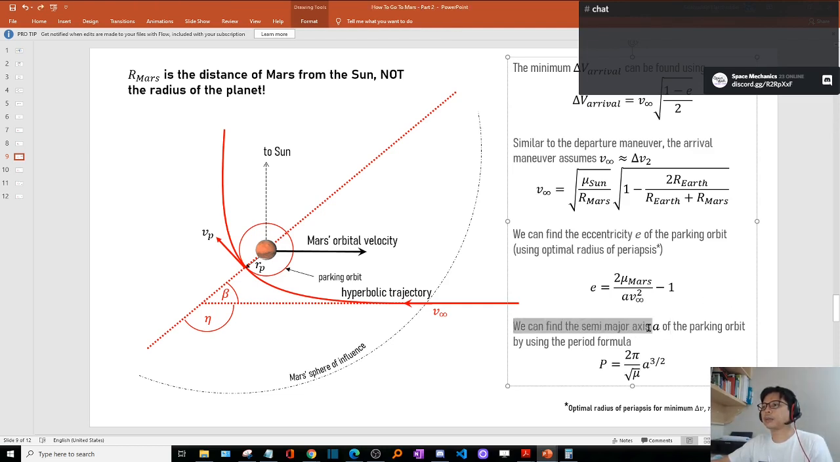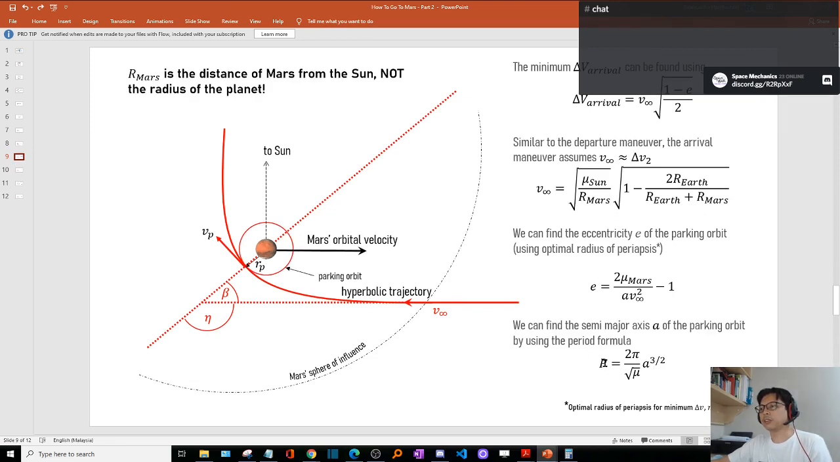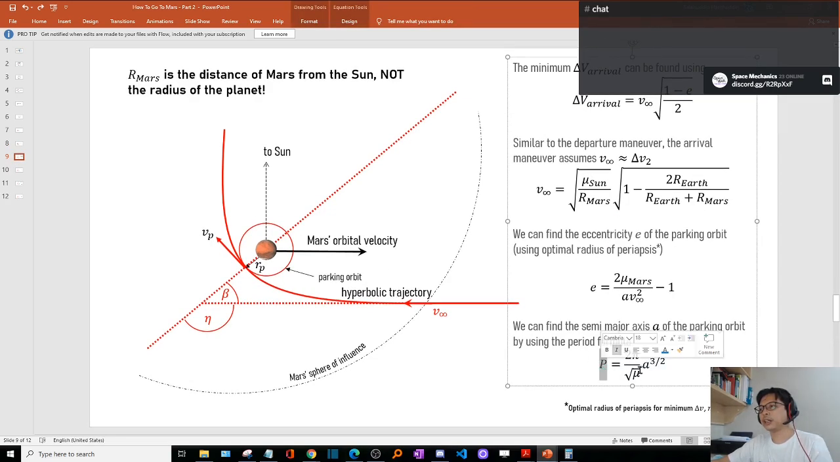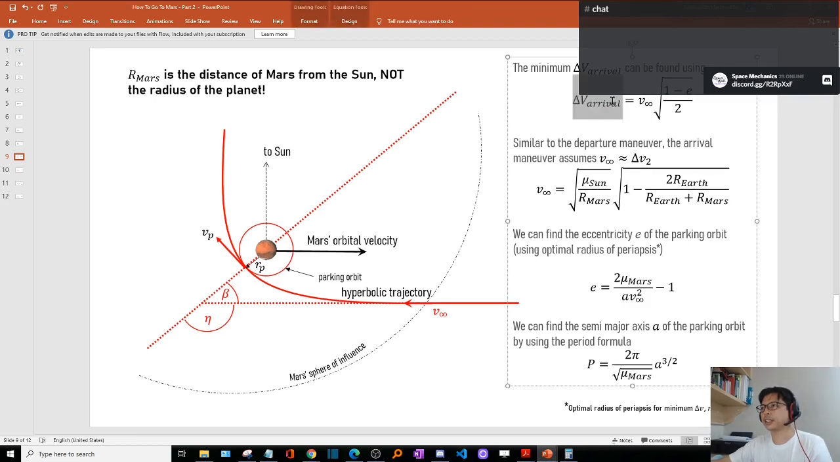We can find the semi-major axis A of the parking orbit by using the period formula. You remember the period of the parking orbit? It's given in the question, 7 hours. Make sure you change 7 hours into seconds and put it in here. But don't forget, this is Mars. Then you can find A from this. So you find this, find that, put it in here, find this, put it in here. There you go, you got the delta V arrival.